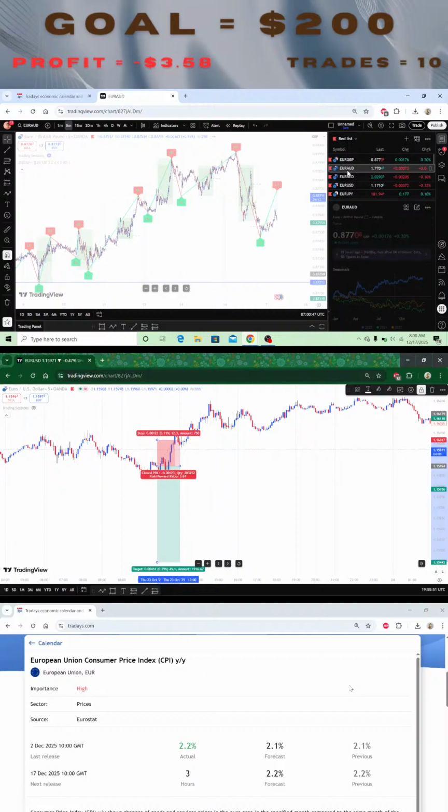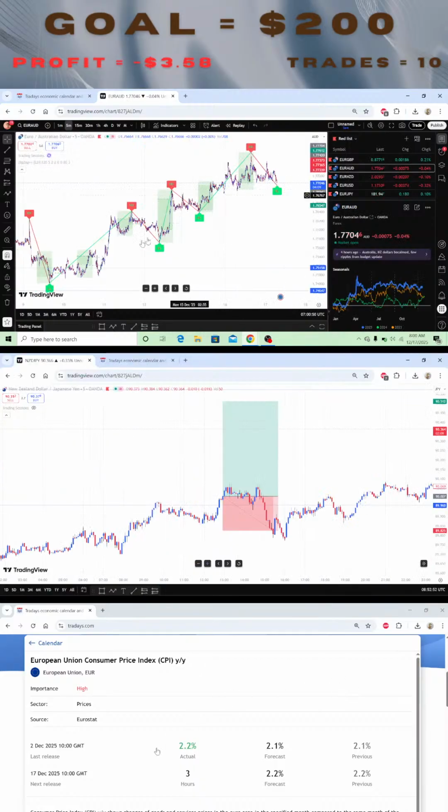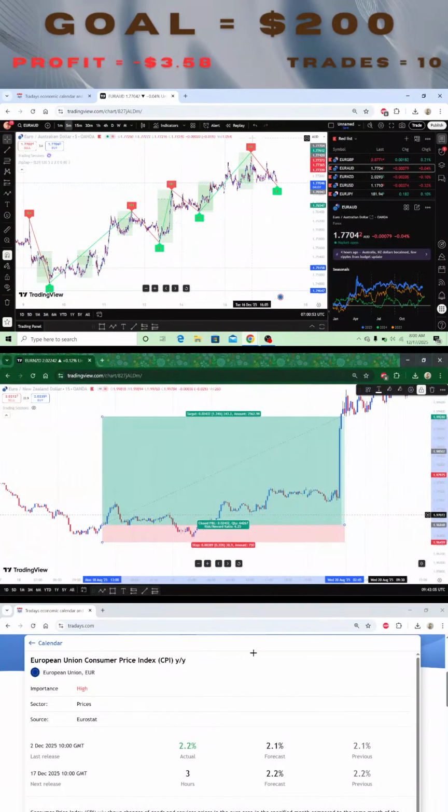Euro AUD, higher low, higher high, higher high, higher high.